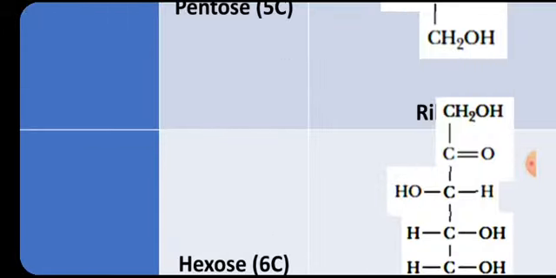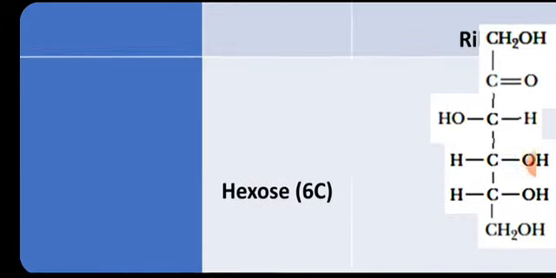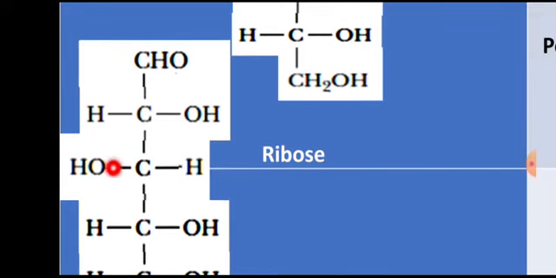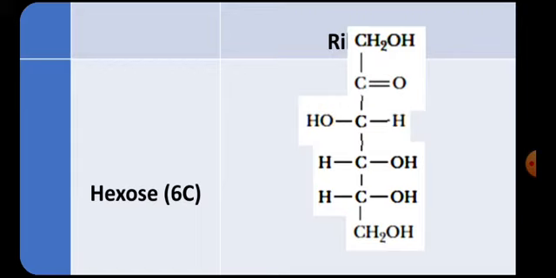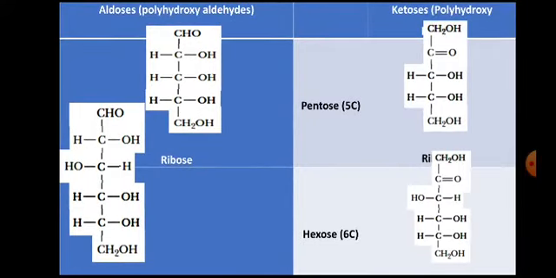Then hexose sugar having a ketone group. So while drawing it again, make sure that you have drawn 6 carbons, 1, 2, 3, 4, 5 and 6. The first carbon CH2OH and the last carbon CH2OH. Carbon number 2, C double bond O. Now see the position of the H and OH group. It is OH, similar to glucose, OH at carbon number 3. Here also OH at carbon number 3, and the rest of the groups are H and OH. This is the structure of fructose. So this is glucose and this is fructose.